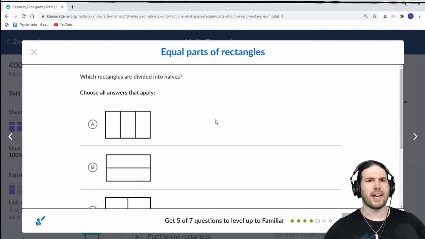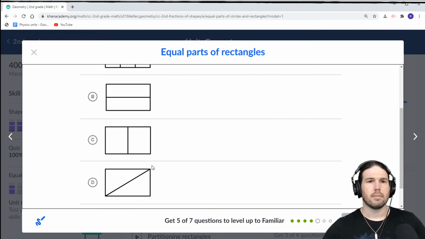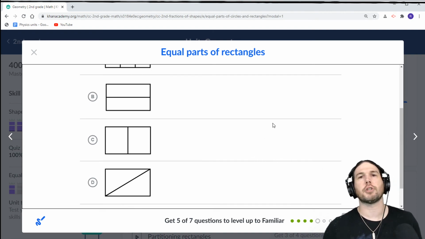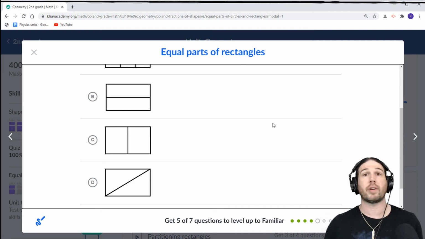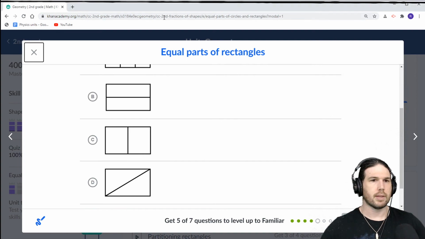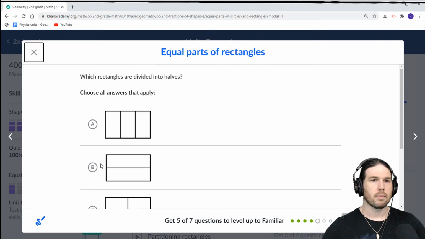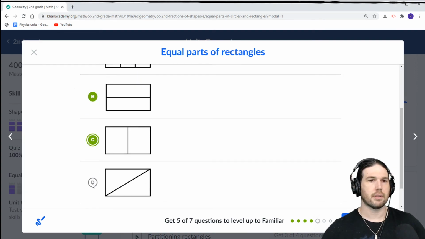Which rectangles are divided into halves? And again, I love that they are showcasing so many different ways that you can cut a rectangle in half. I can think of so many arts and crafts projects that could be done in a second grade classroom to sort of reinforce this idea. But let's continue. Halves, halves, halves.